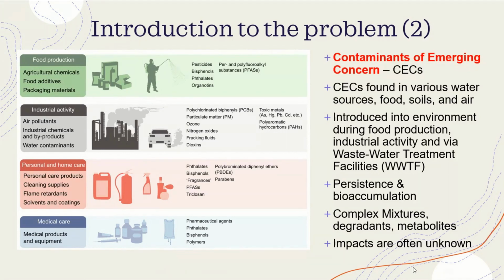So these contaminants of emerging concern can come from food production, such as agricultural chemicals, packaging materials, things like pesticides and plasticizers, the BPA, some of the perfluoroalkyl substances. These could come from industrial activity, things like metals, polycyclic aromatic compounds. We can also start to find, depending on the water source, pharmaceuticals in the environment.